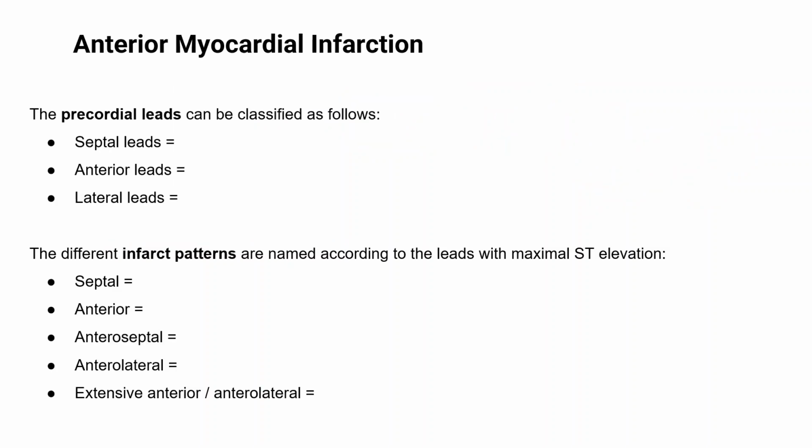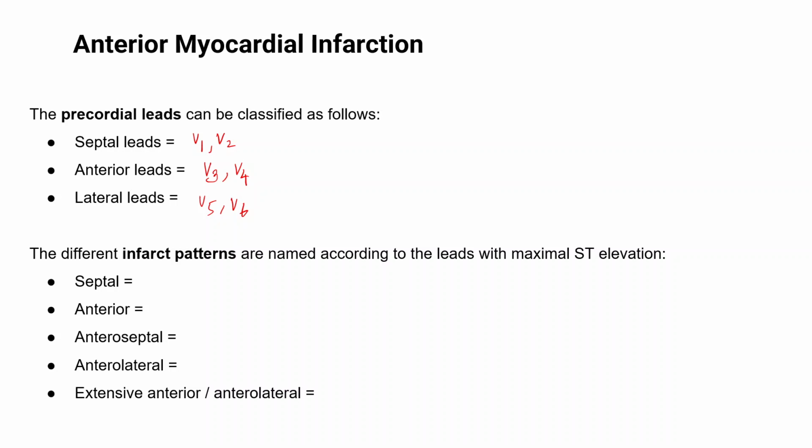I'll start with anterior myocardial infarction. So anterior myocardial infarctions are represented in the precordial leads from V1 to V6. Among them, the first two, V1 and V2, are known as the septal leads. Anterior leads are typically V3, V4, and lateral leads are V5 and V6.